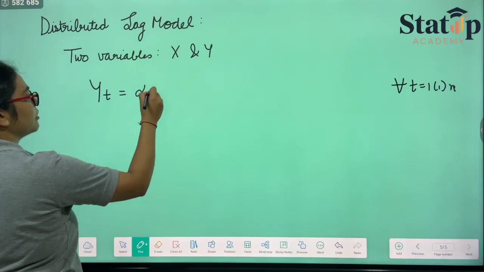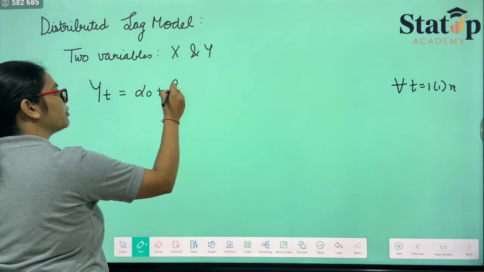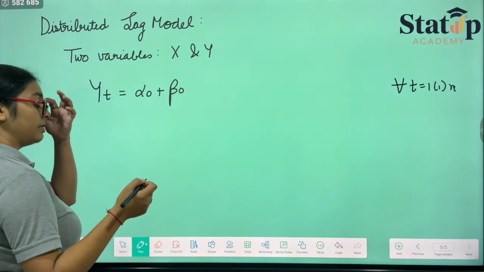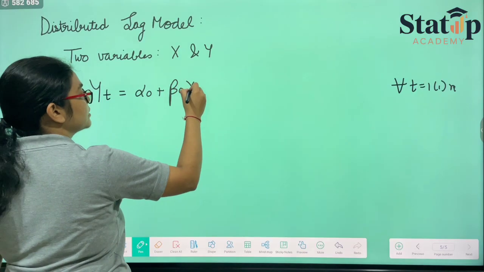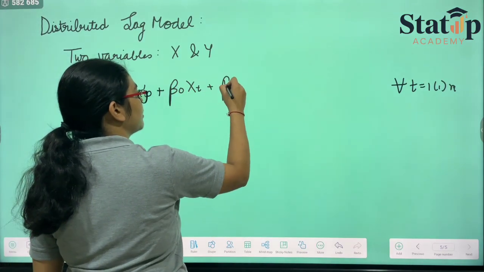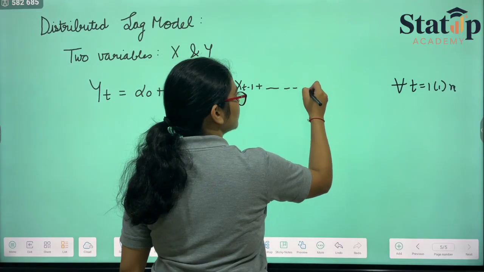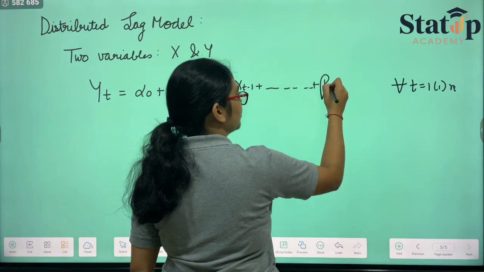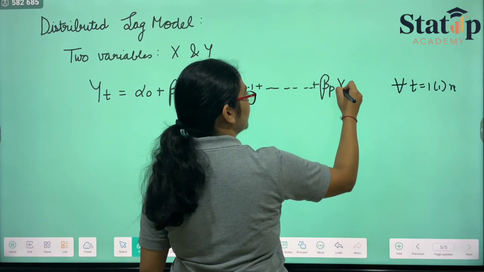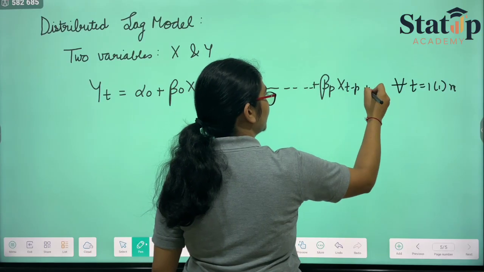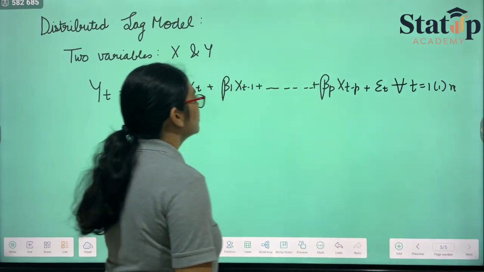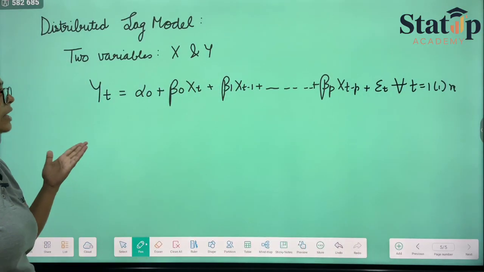We can write it as alpha naught plus beta naught xt plus beta 1 xt minus 1 up till beta p xt minus p plus epsilon t, if there are p variables. So this will be our distributed lag model.